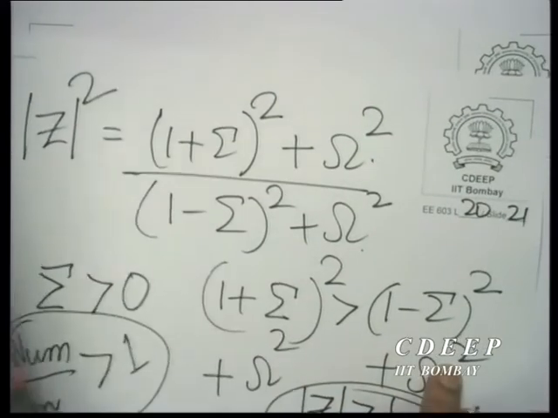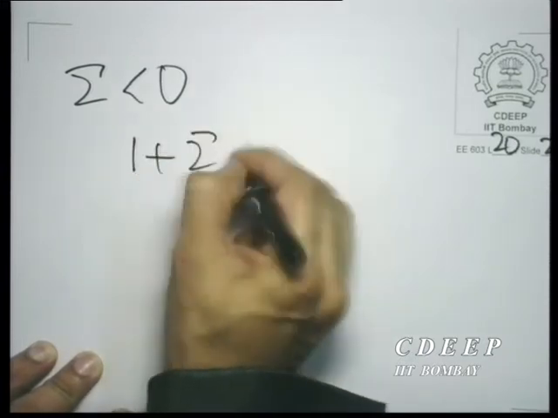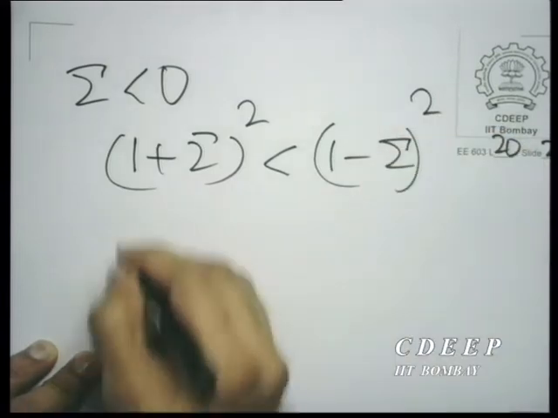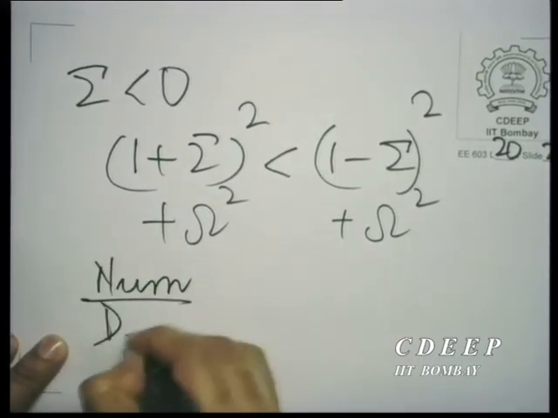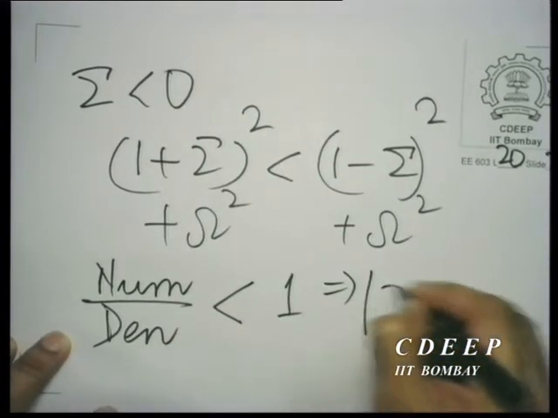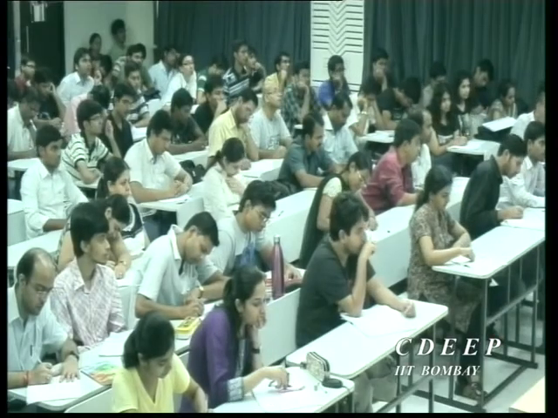In contrast, when sigma is less than 0, then (1 plus sigma) squared is strictly less than (1 minus sigma) squared, and nothing changes if you add omega squared to both sides. And therefore, it is very clear that the numerator by the denominator is strictly less than 1, and therefore, mod Z is less than 1. Is that correct? So, we have what we wanted.